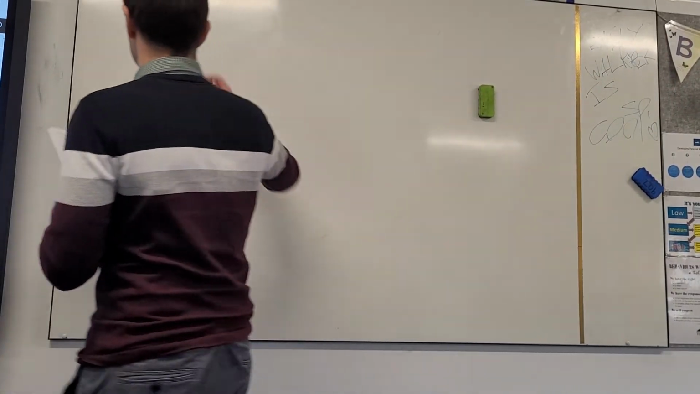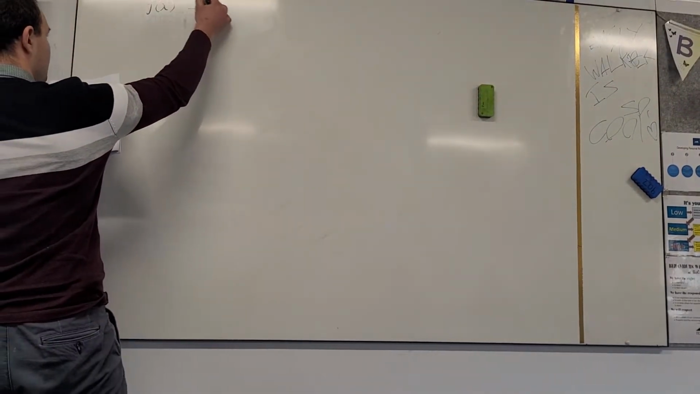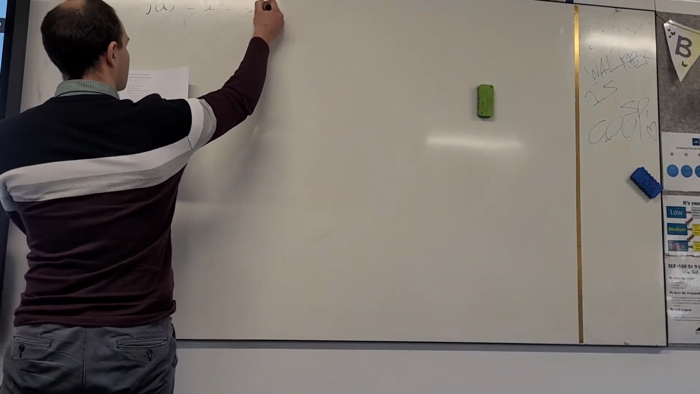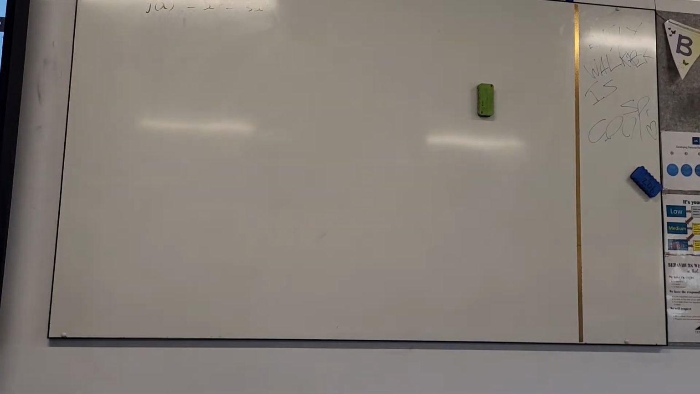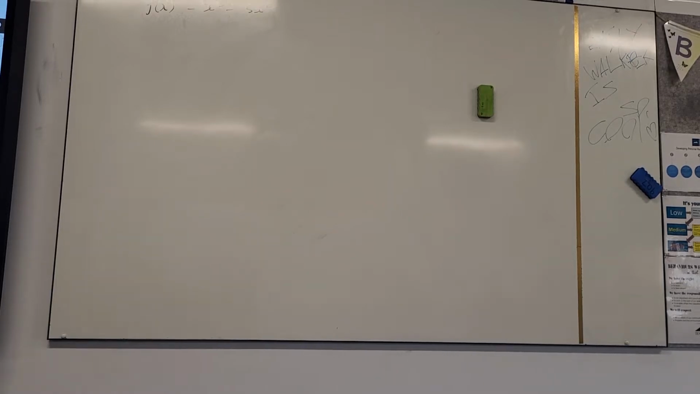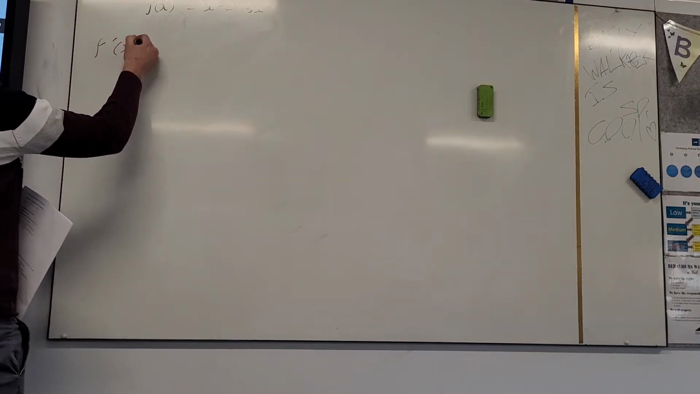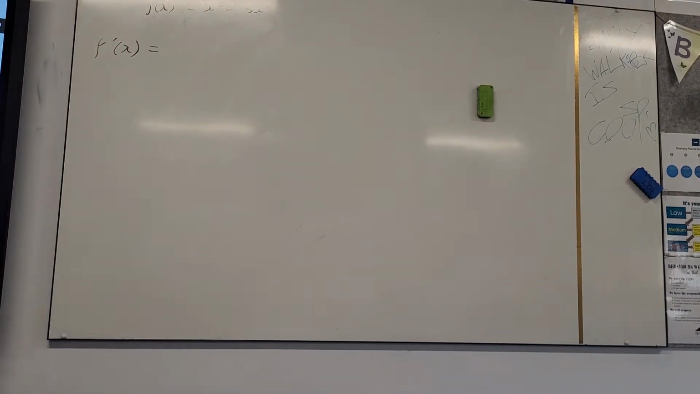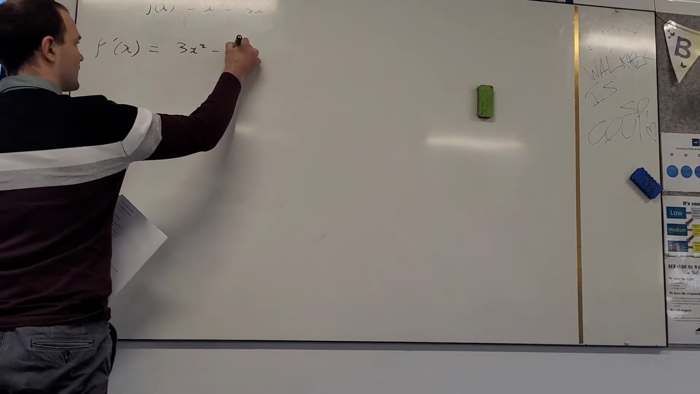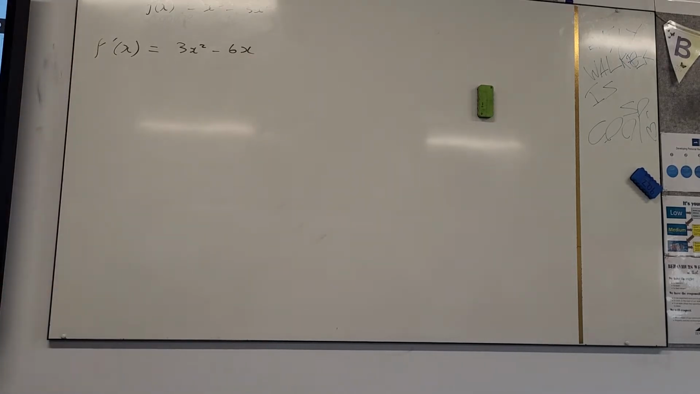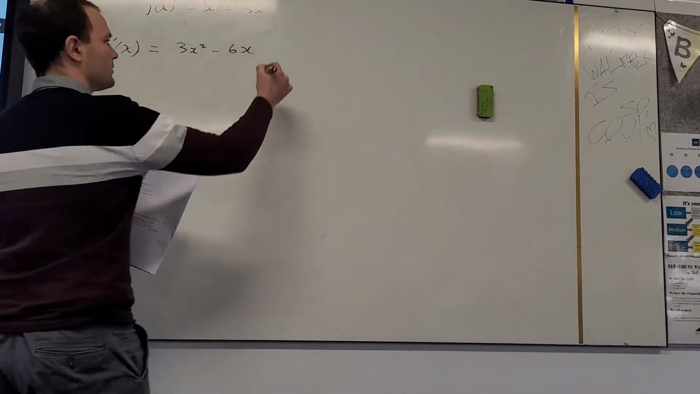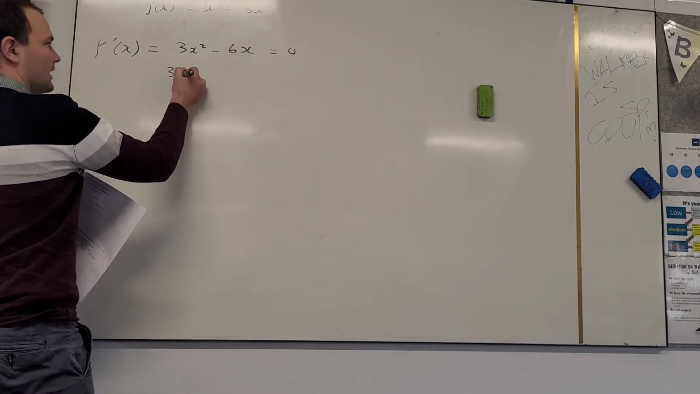We've got this function, x to the power of 3 take away 3x squared, and we want to find these things: when it's increasing, decreasing, when it's concave up, concave down, and so forth. First thing we're going to do is differentiate it and draw the sign diagram. So f dash of x is 3x squared take away 6x. To draw the sign diagram we ask, what are the roots? What's going to make it equal 0? We can factorize 3x.